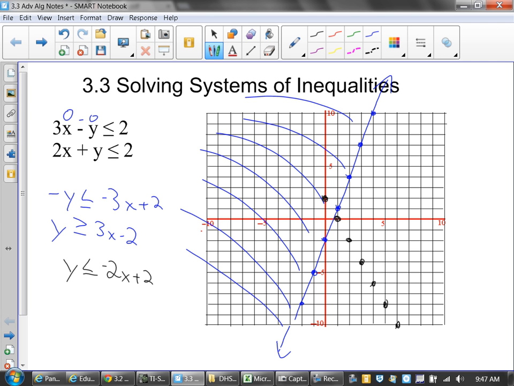You can, and I was going to get to that next. You could have quick graphed the other one as well. Is that a solid or a dotted line? Oh, that's solid.